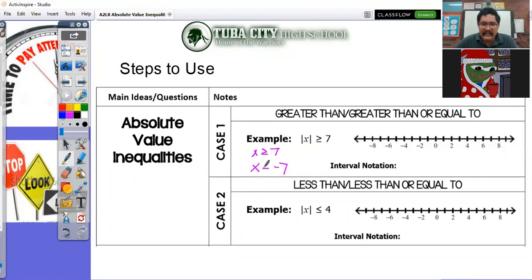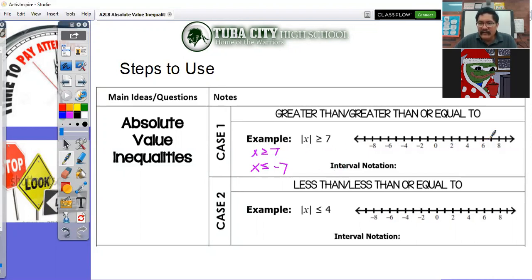But in this case, with inequalities, anytime you reverse the sign, it's kind of like multiplying both sides by a negative number or dividing both sides by a negative number. You flip the sign also. So in this case, the second case is not only -7, but switches from greater than or equal to less than or equal to.